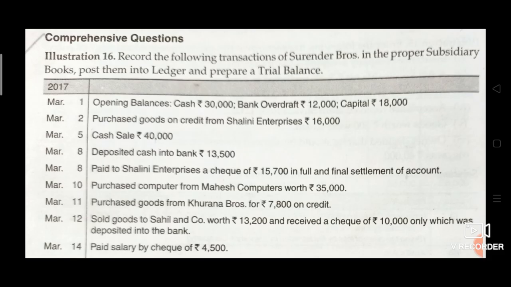Okay, so see this problem. March 1st, opening balances. Cash rupees 30,000, bank overdraft rupees 12,000, capital rupees 18,000. Here for this we have to pass the opening entry. We have discussed opening entries in last video. We have to debit asset account, credit liability account and credit capital account. So entry will be cash account debit, to bank overdraft account, to capital account, and this entry will be passed in journal proper.